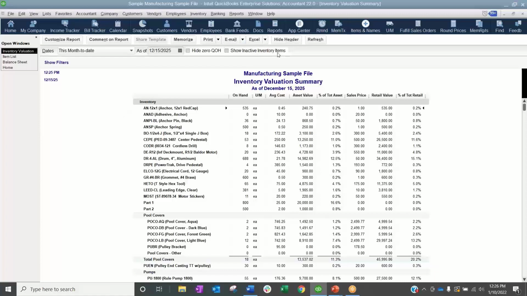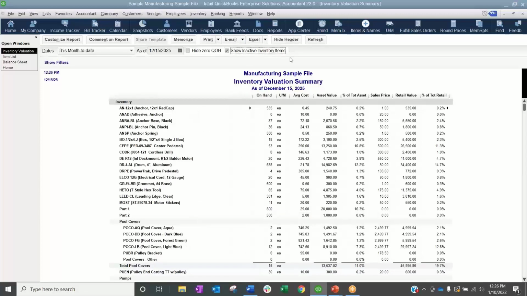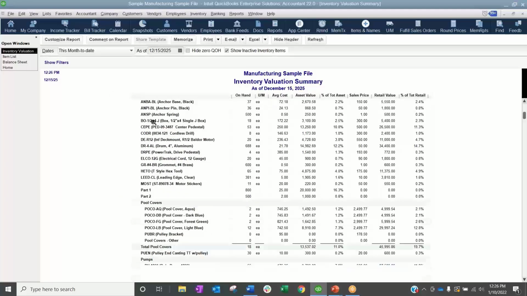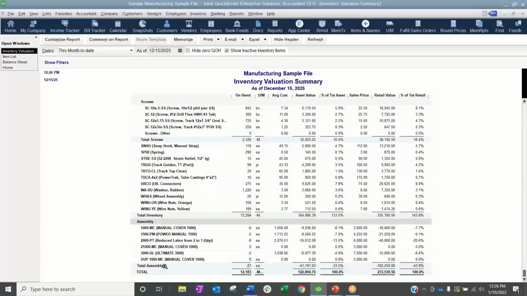I don't like that they added this checkbox because, yes, now I can see the inactive items, but that's not fixing the problem. The problem is that I have some items that are inactive that are holding a quantity and value, and I need to go fix that, right? You should not have to check that box. So coming down below here, what do we see? We see our items. They're organized by inventory, and then assembly items go at the bottom.